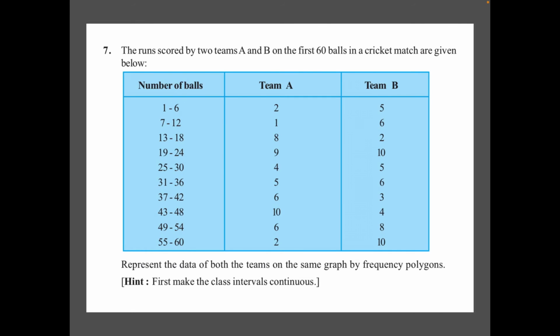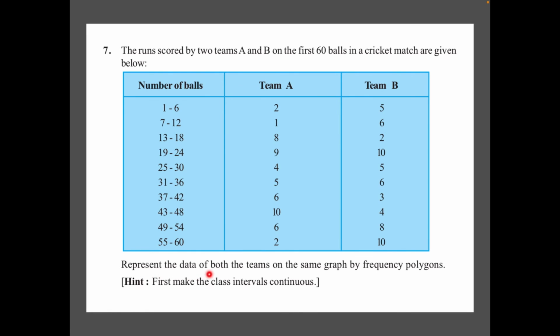Now next question, question number 7 is the runs scored by two teams A and B on the first 60 balls in a cricket match are given below. Same, you are given number of balls, that means class intervals, then team A, team B frequencies, but here the class intervals are not continuous, they are inclusive form. So first we need to convert them into exclusive form and then we will write the class marks.